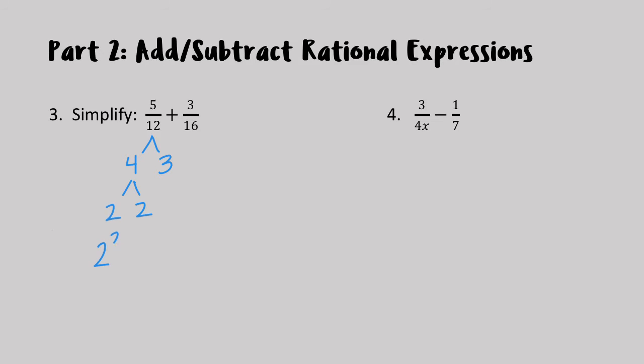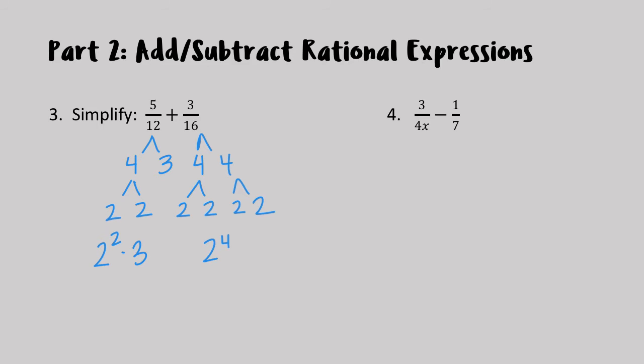I'm going to write that as 2 squared times 3. And then I could do the same thing with 16. 4 times 4 is 16. I could break down these 4's into 2 times 2. 2 is a prime number, so I can't keep going. So 2 to the 4th is 16.